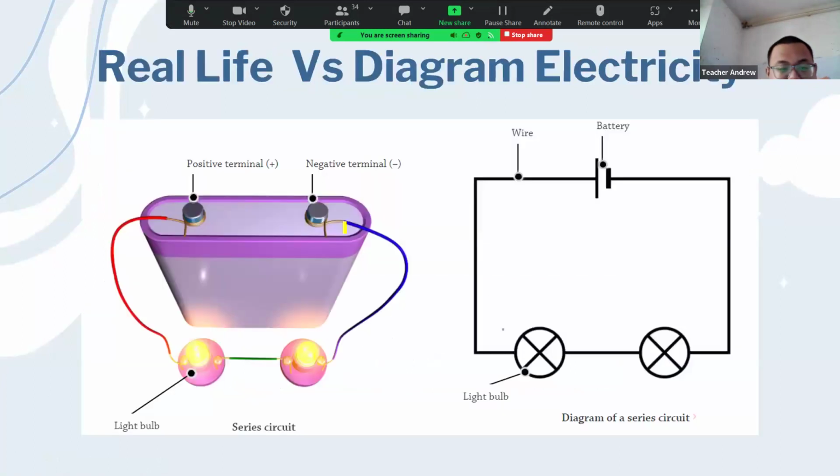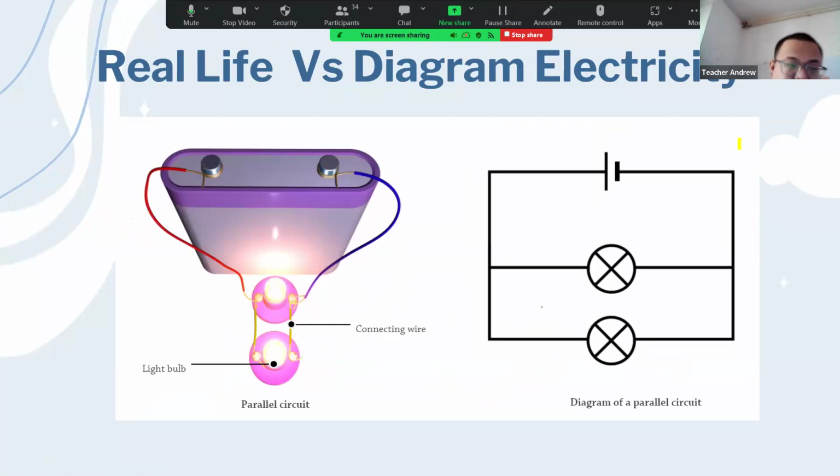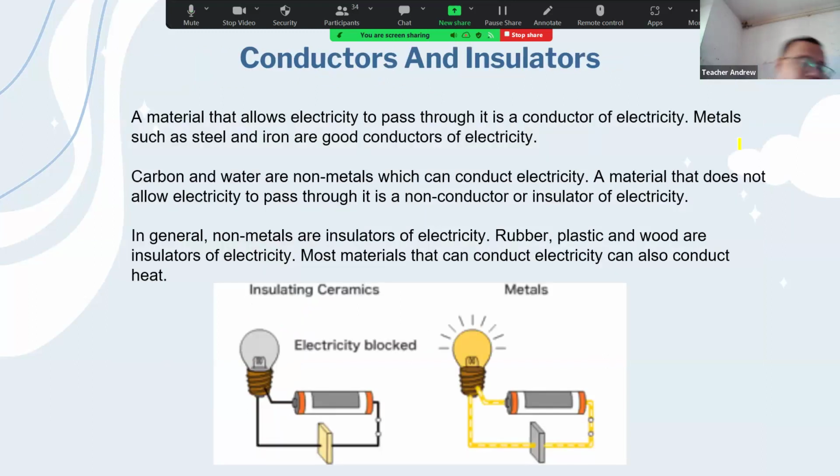All right. Some examples of the diagram: as mentioned in the last lesson, no matter how curvy the wire is, your diagram must be a straight rectangular box. So like you can see here, the real life diagram and the parallel circuit. Now, let's look at the lesson proper today, after going through what we have learned last lesson.